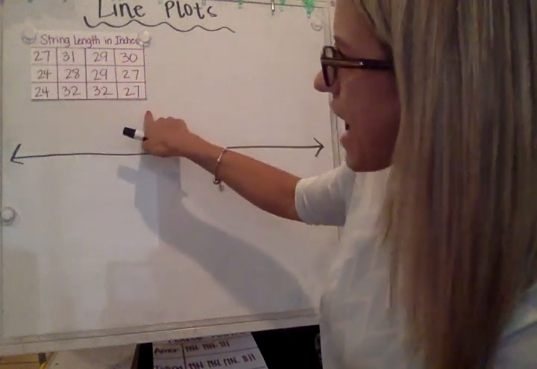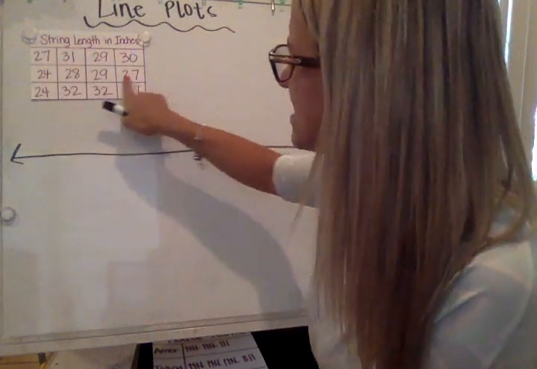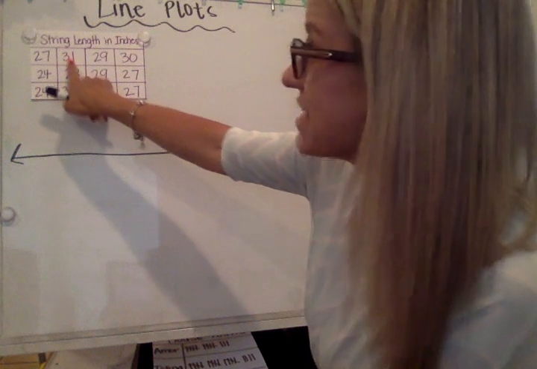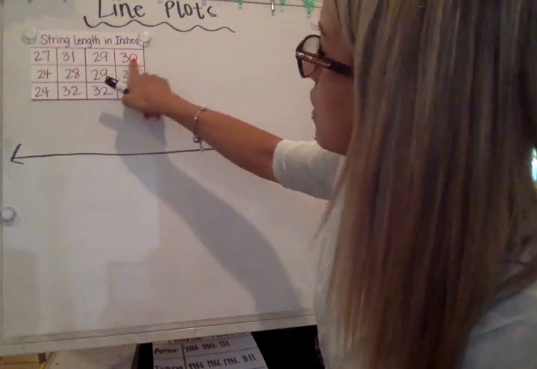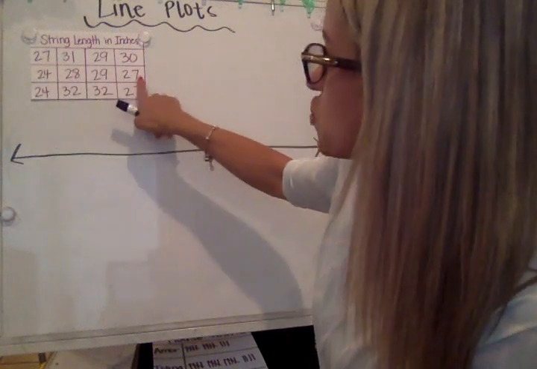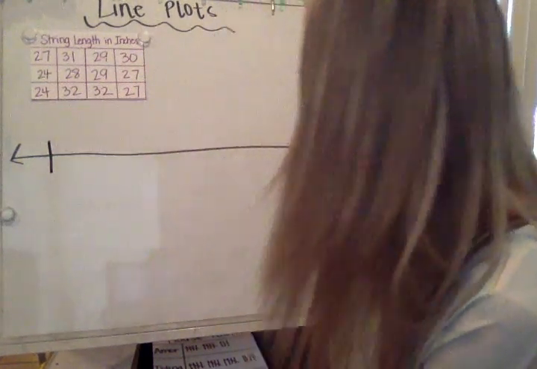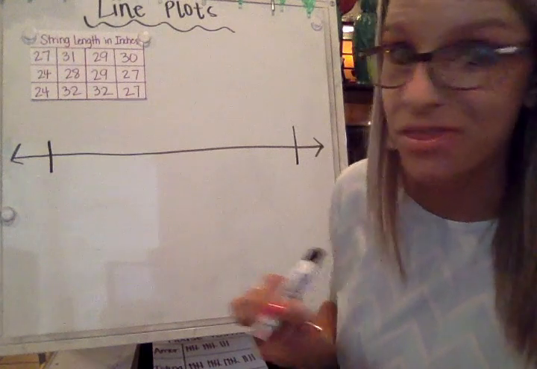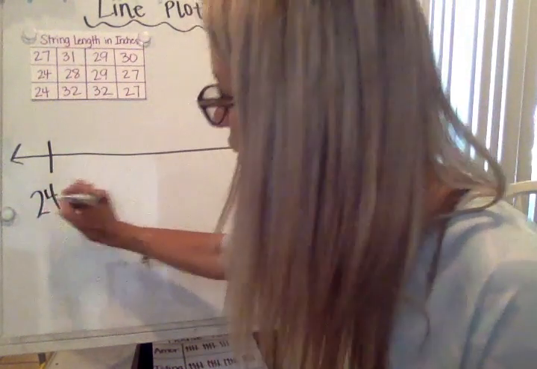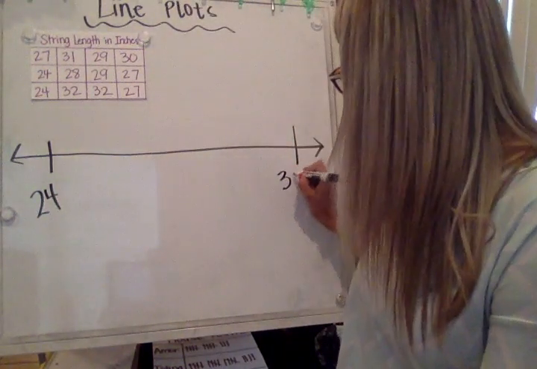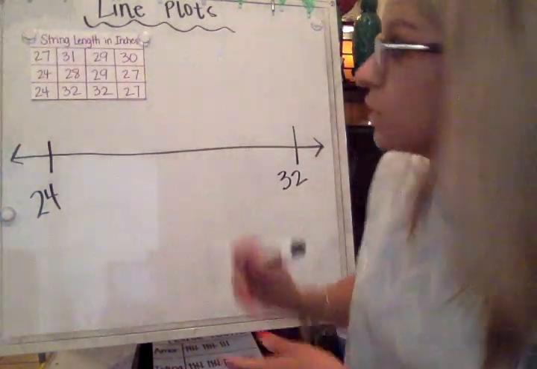So check out your data. I see some 20s. So far, the biggest number that I see is 31. And the smallest I see is 24. We've got 32. So I'm going to go from 24 all the way and stop at 32. So my start number is 24 and my stop number should be 32.